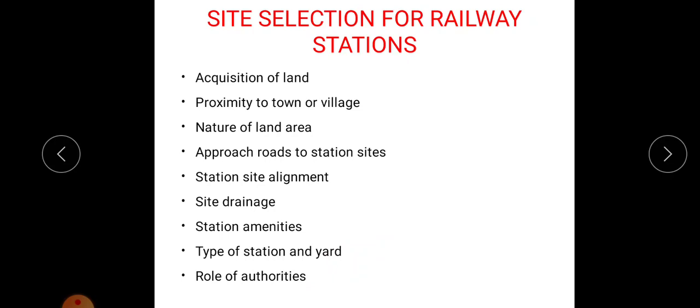So these are the important factors before selecting a railway station site: acquisition of land, proximity to town or village, nature of land area, approach roads to station site, then station site alignment, then site drainage, station amenities, type of station and yards, then role of authorities.